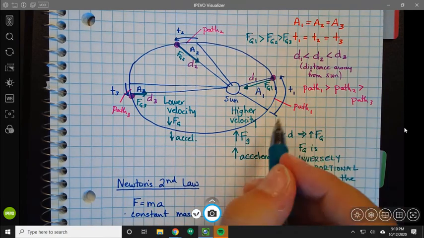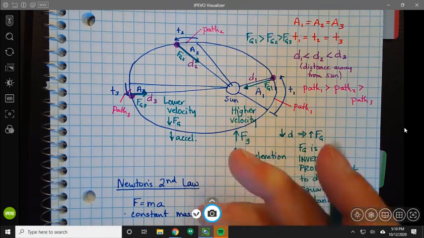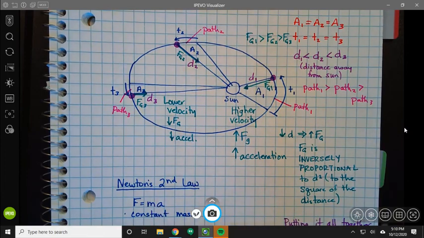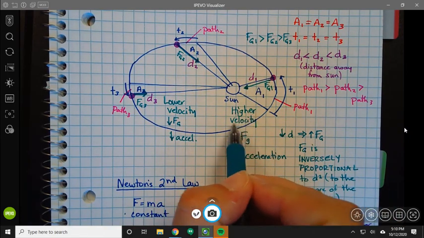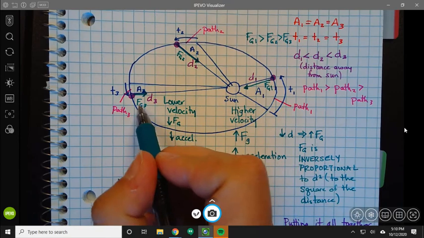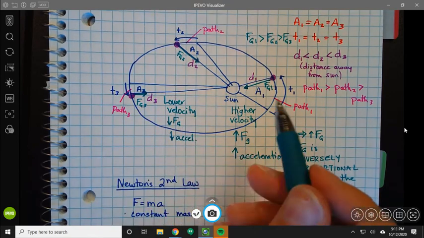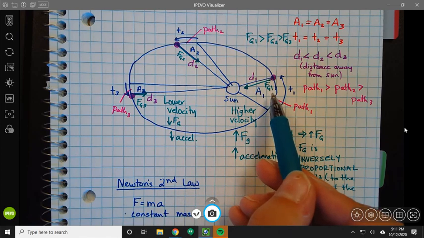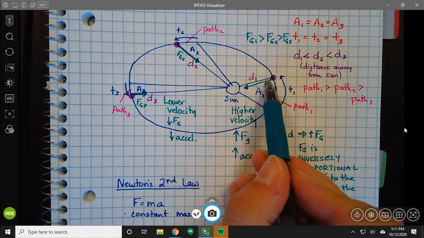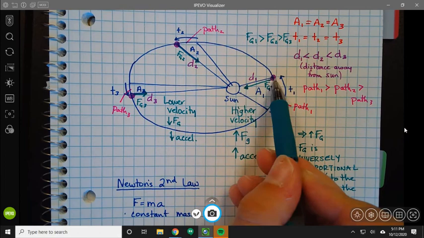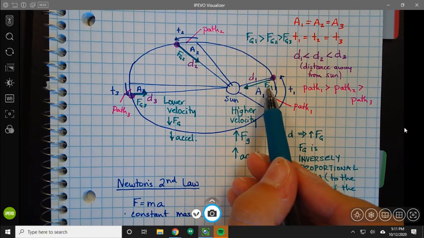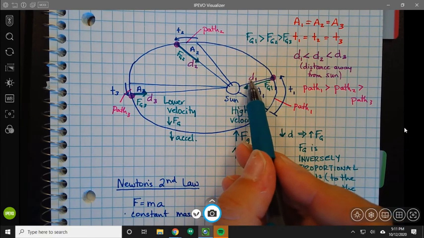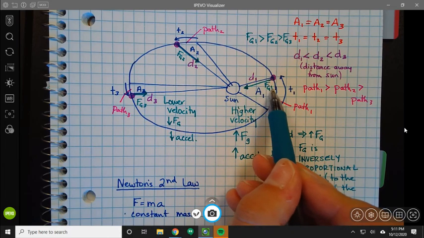Okay? So how do we figure this stuff out? How do we start to make some connections? We have a higher velocity over here. We have a lower velocity over here. Now we also know from Newton's law of universal gravitation that if we have a smaller distance, we're going to have a larger force of gravity.